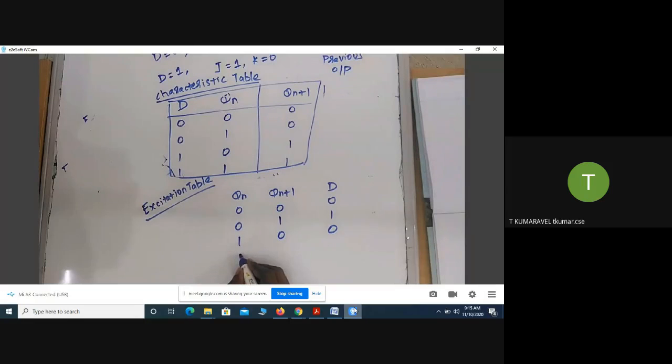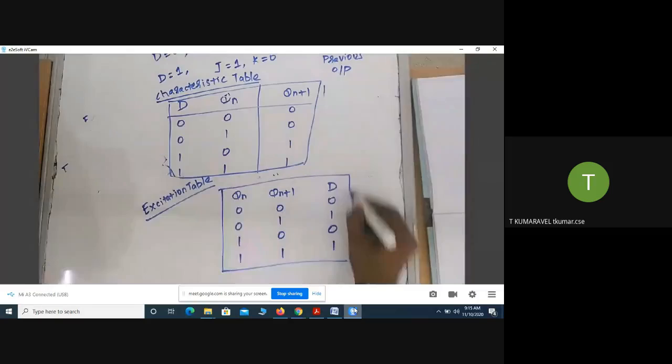Similarly, previous stage output equal to 1, the current stage output equal to 1. What is the input combination for D? 1. Okay, this is the excitation table.